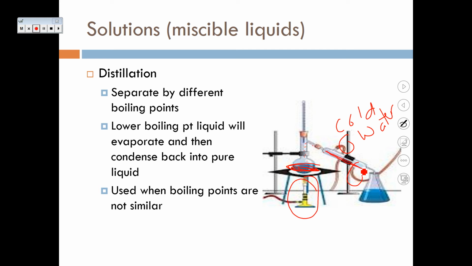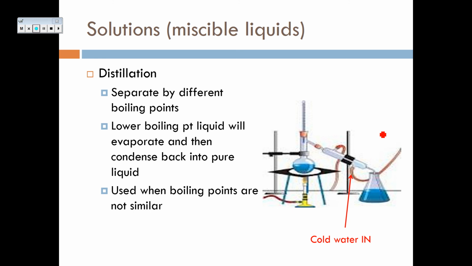There's an inside tube and then there's the cold water that flows on the outside of it. It condenses the vapor back into a liquid and then it is collected over here. So cold water comes in here, cold water goes out here, and again, it's a double thickness tube because on the inside is where your substance is.